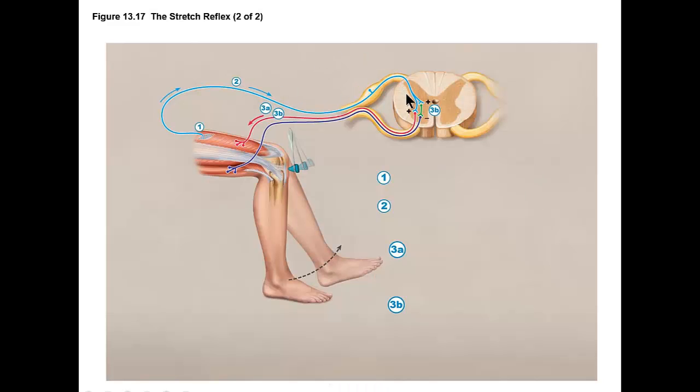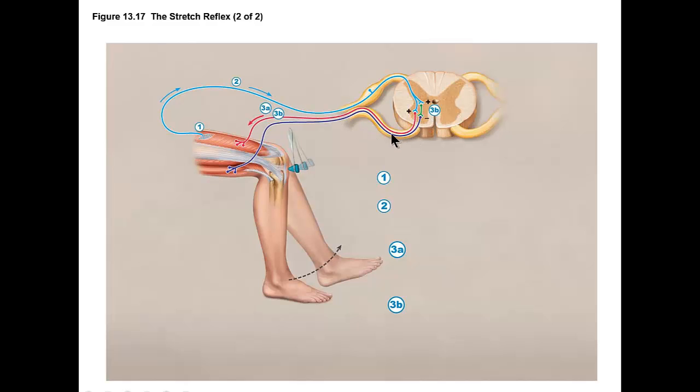So number 2 is just an action potential going to the dorsal horn of the spinal cord. And that action potential causes an action potential in the motor neuron. And this is a special motor neuron. It's called the alpha motor neuron. And that would be number 3A, correct.